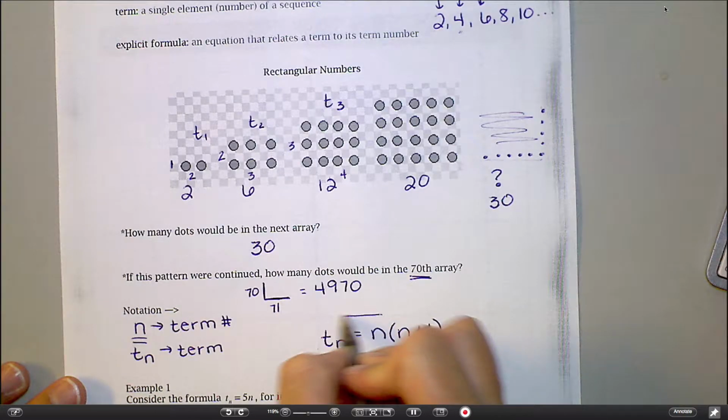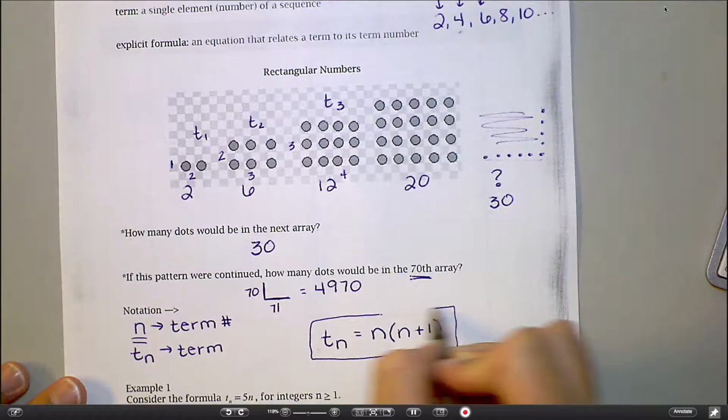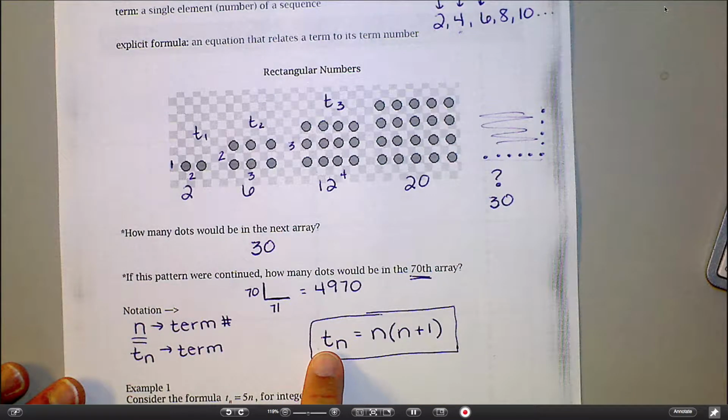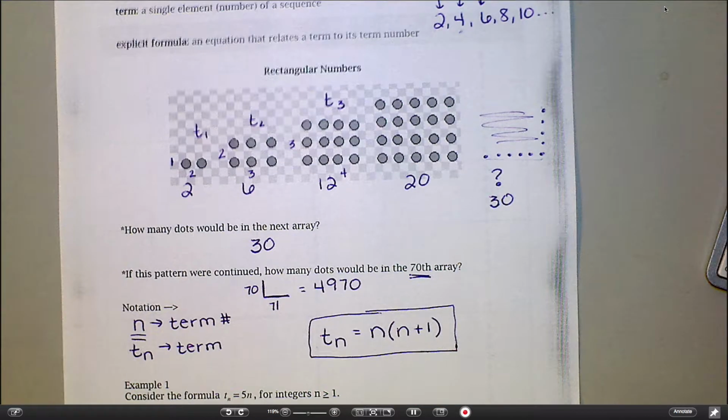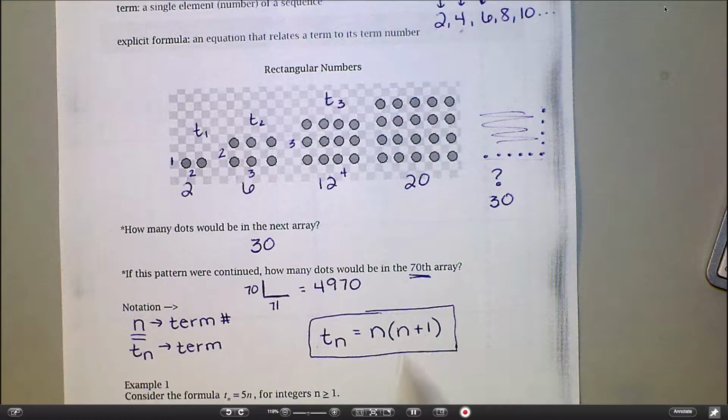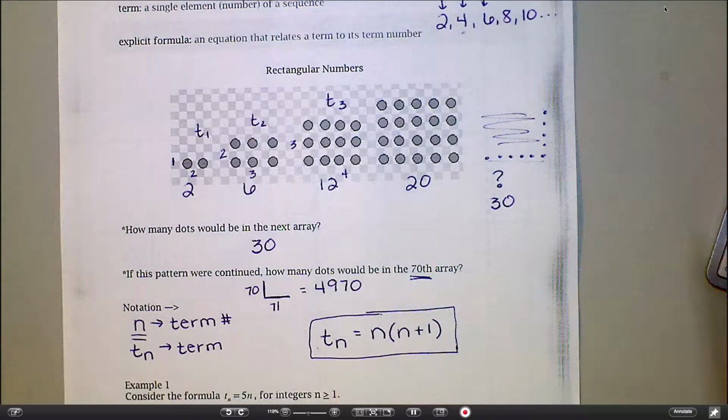So this is what an explicit formula looks like. And that's all it's really saying, is that to get to a particular term, this is what you do with the term number. Okay? And the really important thing about an explicit formula is that it does allow you to jump straight to that term. You can jump straight to term 70 without having to count all the way up to 70. Okay? What we're going to be talking about tomorrow with recursive formulas works a little bit differently. So that's what I want you to keep in mind about explicit formulas.